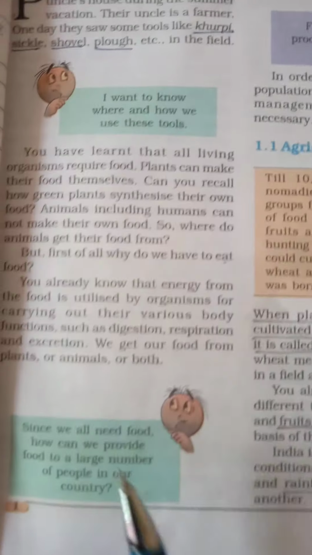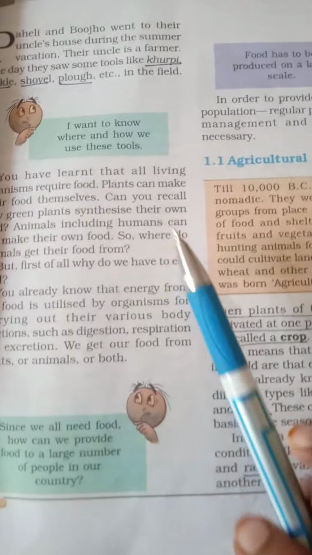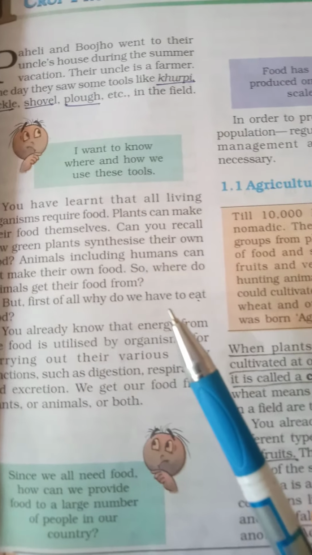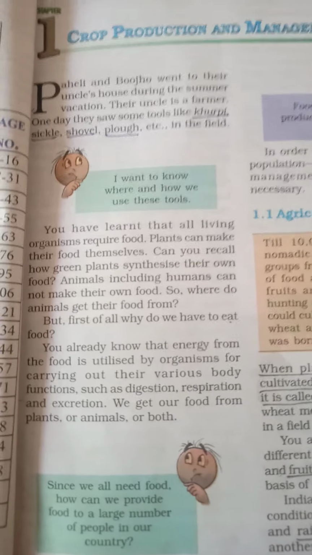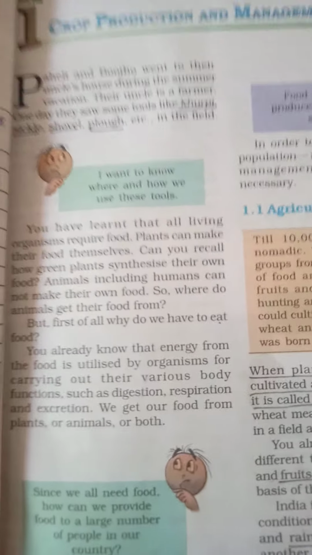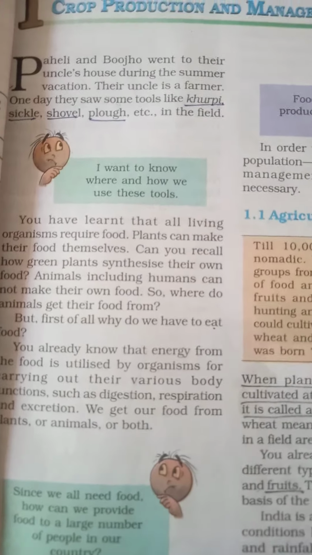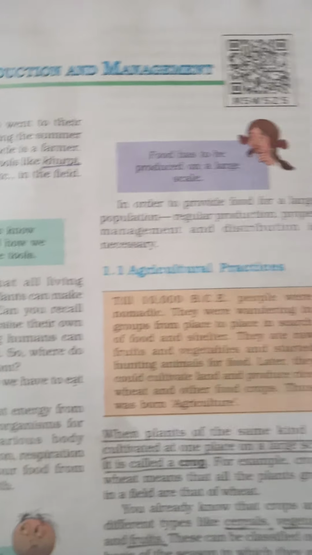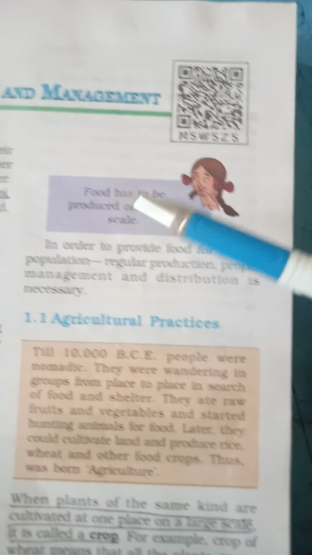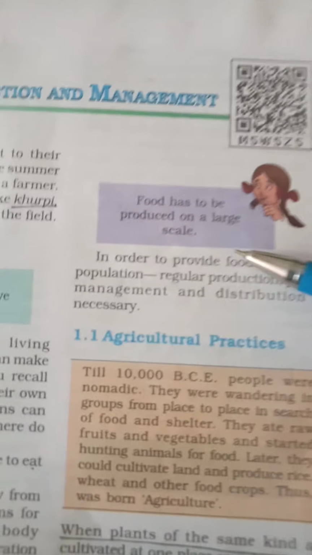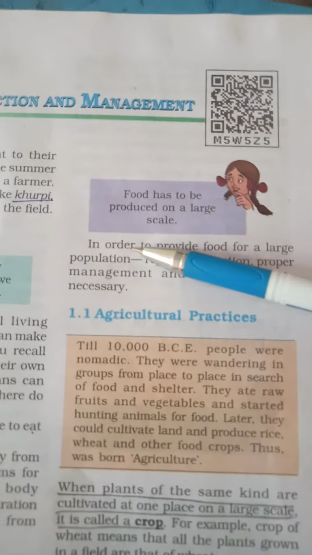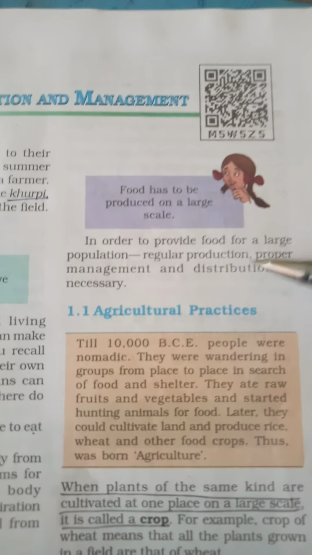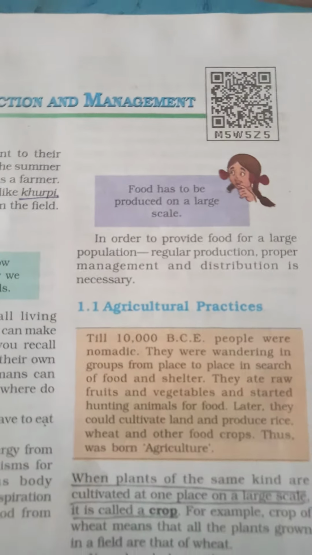Hence, in different areas, different agricultural practices are done. It is not necessary that in every area the same type of crop, the same type of plants, same type of vegetables or fruits will be grown. There are certain fruits and vegetables that are limited to particular areas only. So, in order to provide food for large population, we require regular production of the crops, right? Their proper management and distribution.